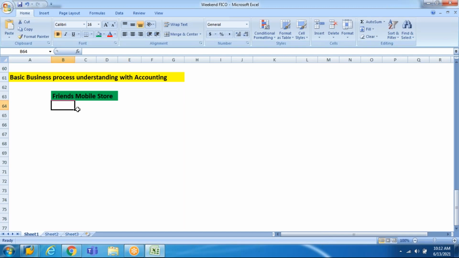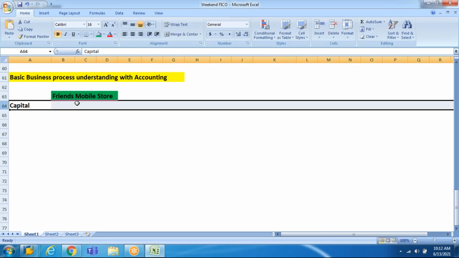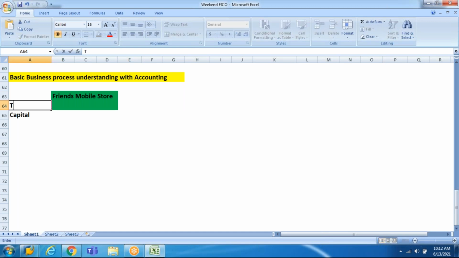First thing, to set up this mobile shop, what is needed? What do we need to start this business? We need to make some investment, correct? So investment is nothing but capital. So let me write transaction here. So transaction is your capital.